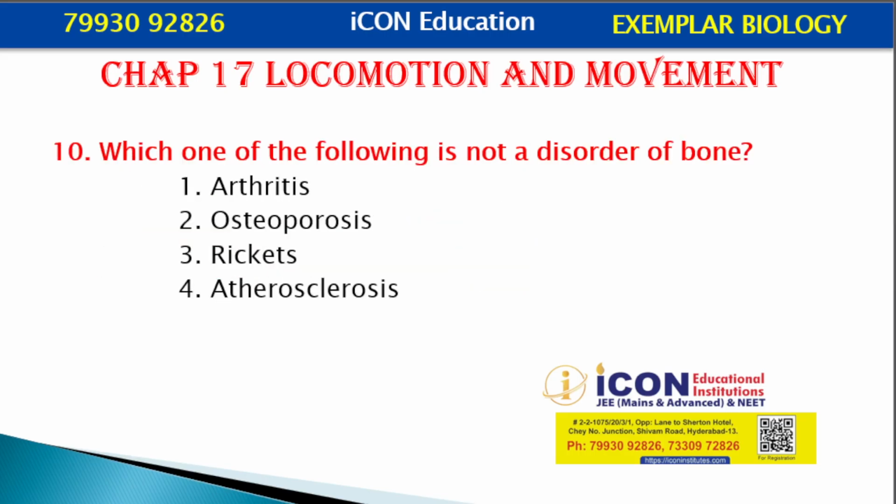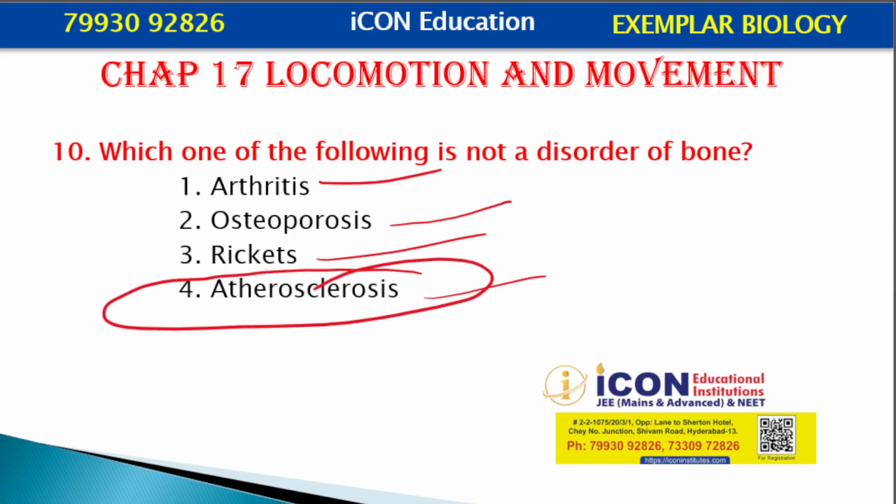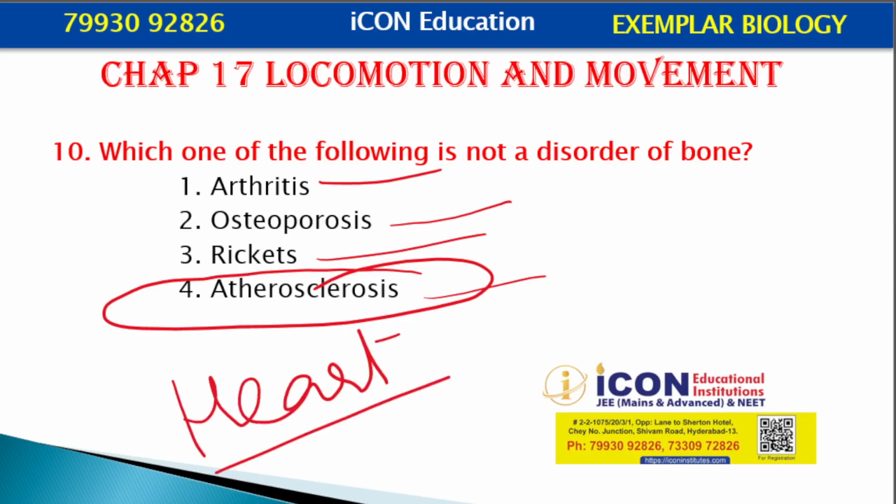Which one of the following is not a disorder of bone? Arthritis, osteoporosis, rickets, atherosclerosis. Not a disorder of bone, not belonging to the bone. So, atherosclerosis is a heart-related disorder. So, that is our answer.